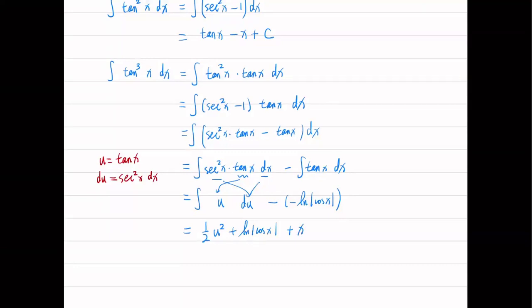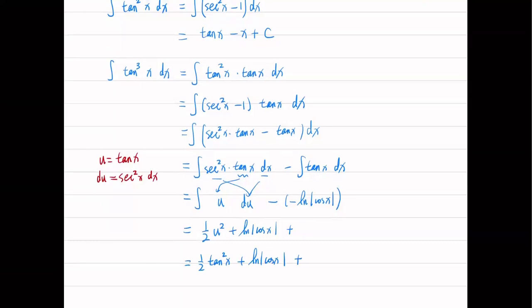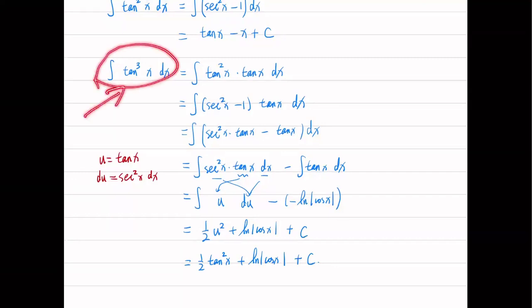Then we switch back to x. 1/2 tangent squared. So it's the integral constant, not x. Mistake, correction. Okay, a little bit more work to find the integral of the cubic power.